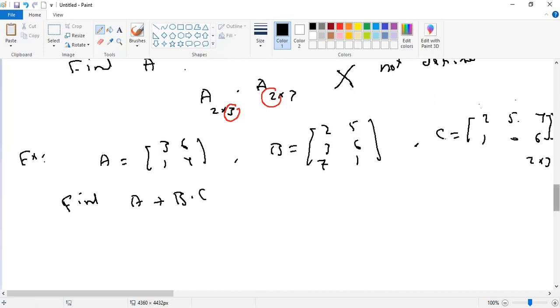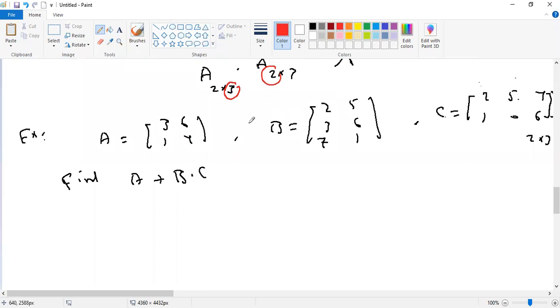Now, first of all, mathematically multiplication comes first. Do not add A plus B first, okay? It is wrong, multiplication first. First you have to multiply B times C. Let us multiply B times C now.